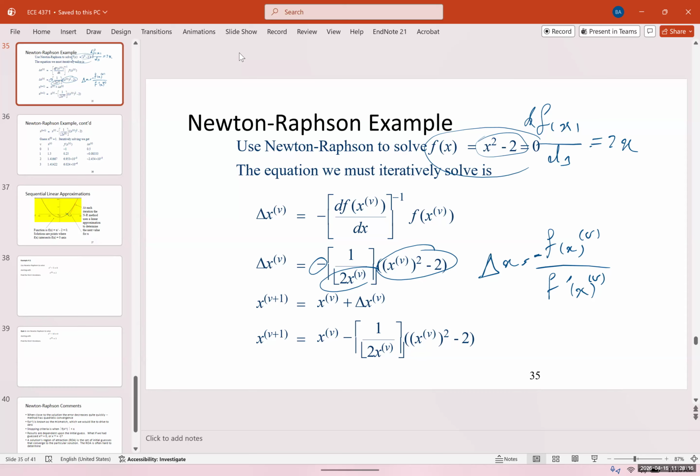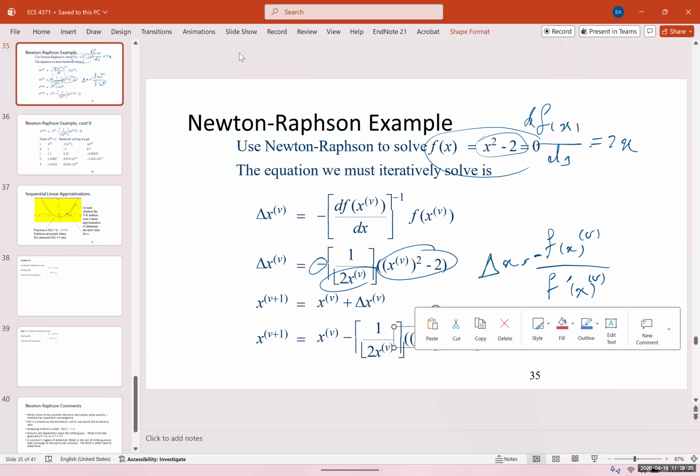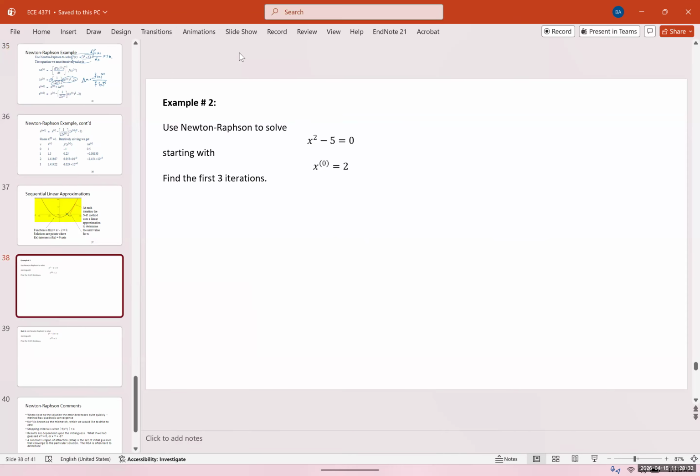So technically delta x is negative f(x) over f prime. Did you write down the equations? Can I go to the question slide again? Yes. Okay. Or I can even copy this here. Just give me a second to see if I can copy it. No, unfortunately, I'm not able to copy it. I'm going to just write it down. So x_(v+1) is going to be x_v minus, and this is how actually it's written in the book as well. Make it simple.